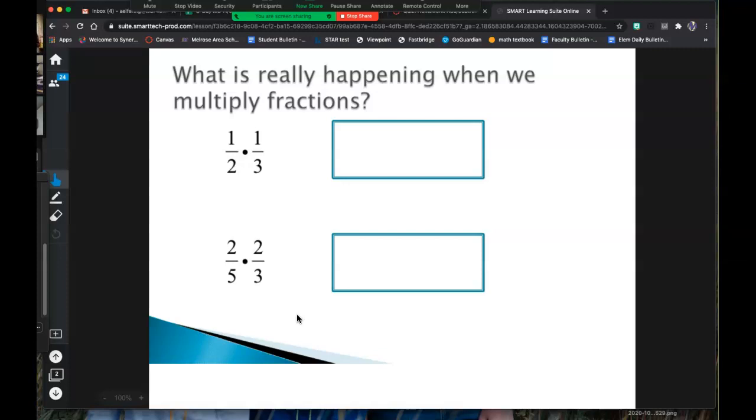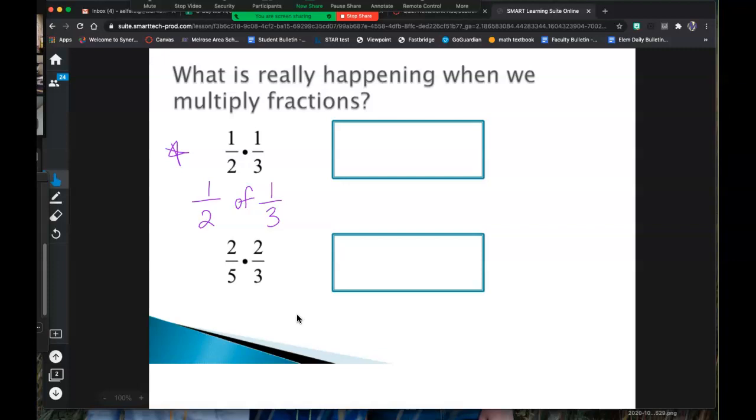That's what it means. So when I look at this first example here, 1/2 times 1/3, that means I'm actually taking half of a third. Okay, when you take half of something, your answer is actually getting smaller. So when we multiply fractions, a lot of times we're going to see that our answer actually gets smaller.